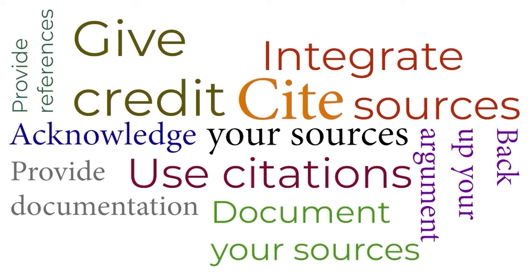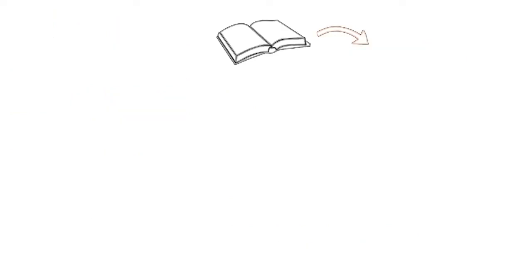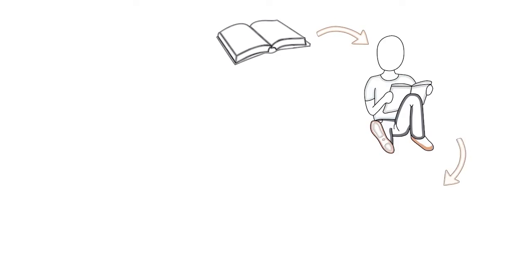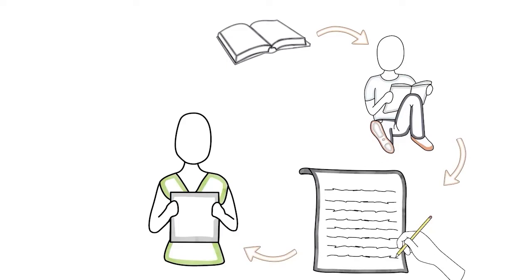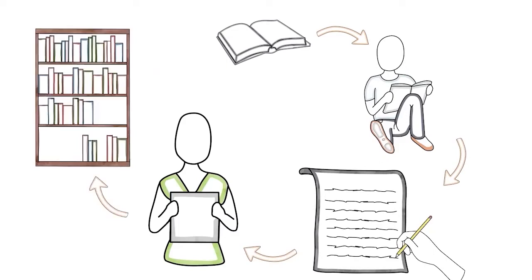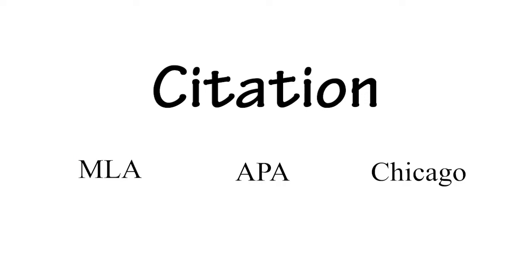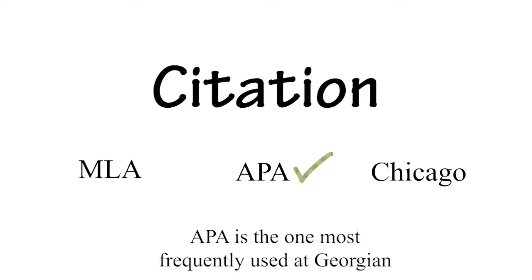Whenever you include someone else's concepts, information, or words to prepare your own assignment, you must tell your reader exactly where it came from. We do this through a process commonly called citation. There are several different citation styles, but the American Psychological Association style, APA style, is the one most frequently used at Georgian. Always check with your professor if you are unsure of the expectations.